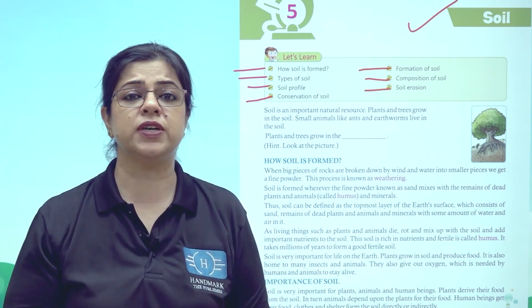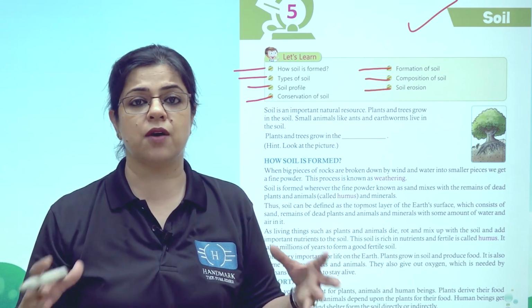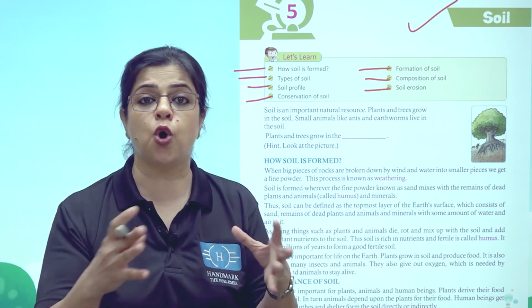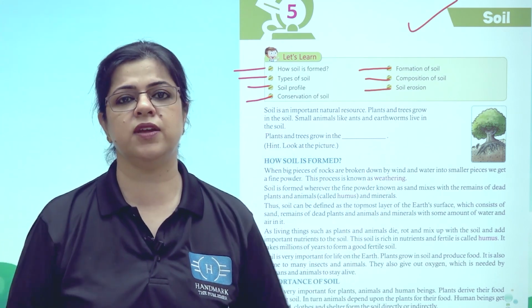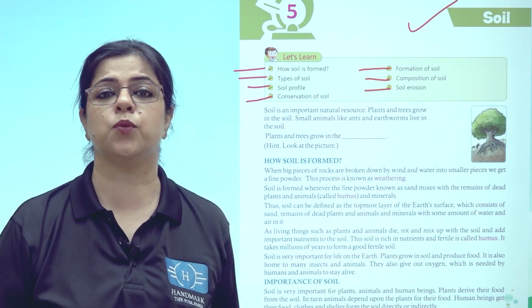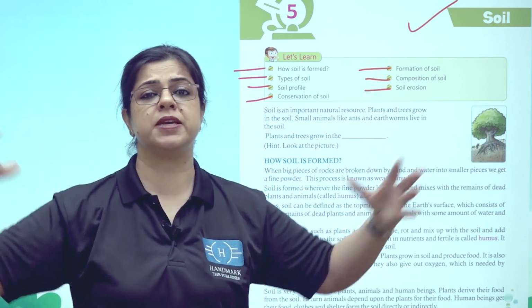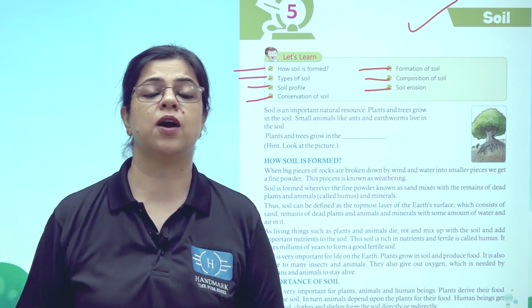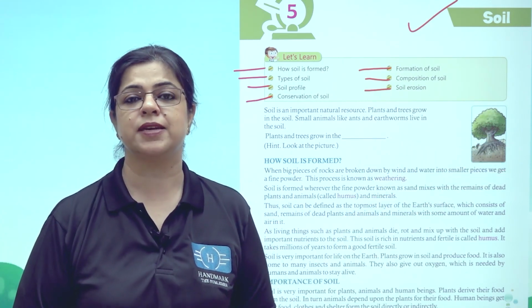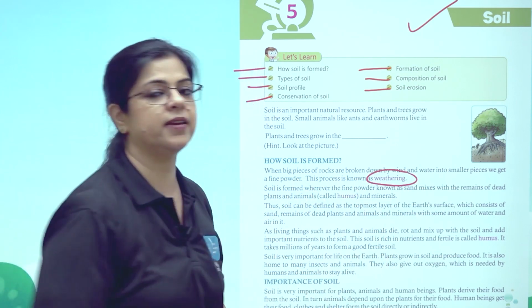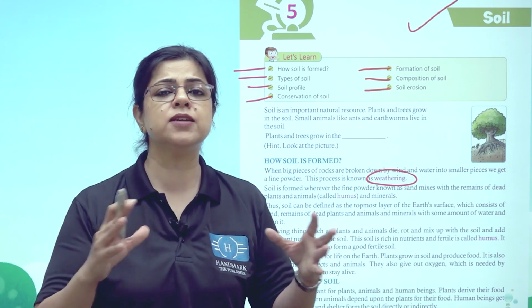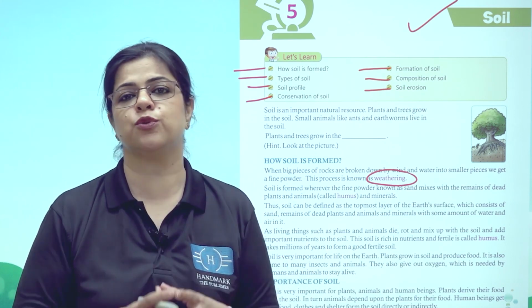Millions and millions of years ago, the earth was covered with huge pieces of rocks because of very strong sun, very heavy rains and very fast blowing winds. These huge pieces of rocks were broken down into tiny particles. This process was known as weathering, and it took millions of years for soil to form.